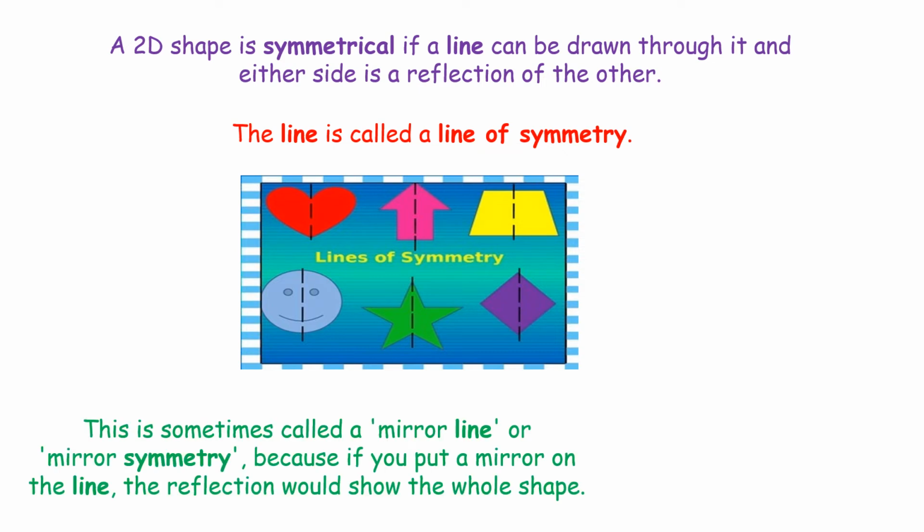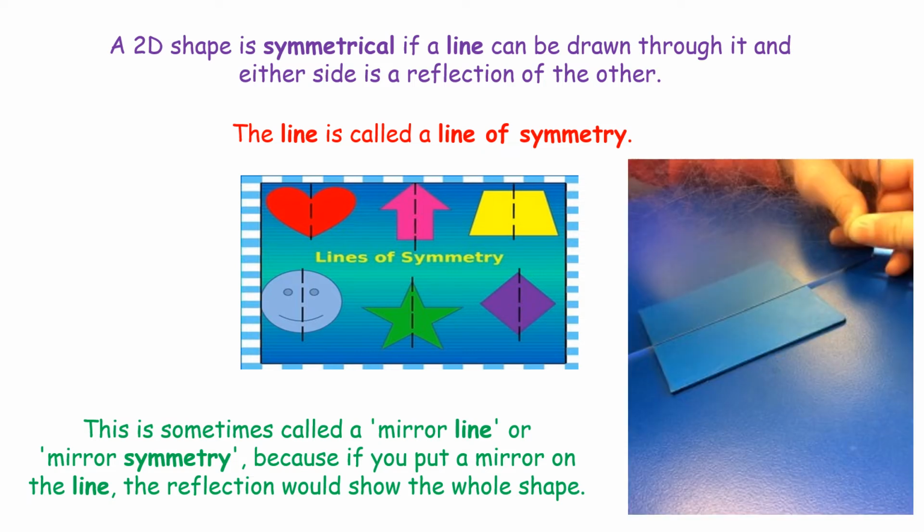This is sometimes called a mirror line or mirror symmetry because if you put a mirror on the line, the reflection would show the whole shape. Just like this picture here with this child using a small mirror on a 2D shape.